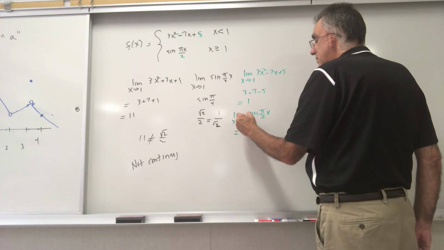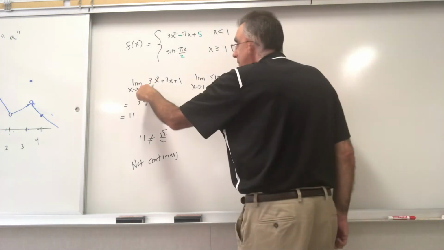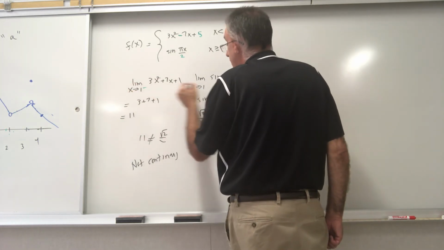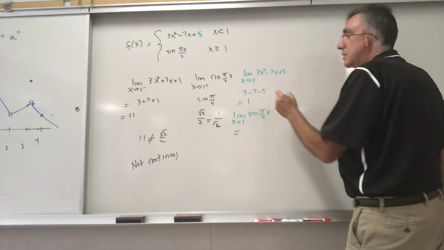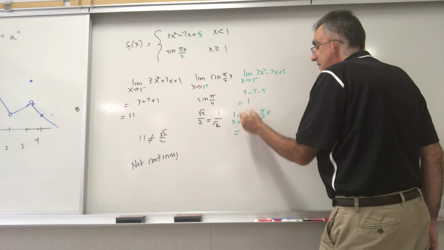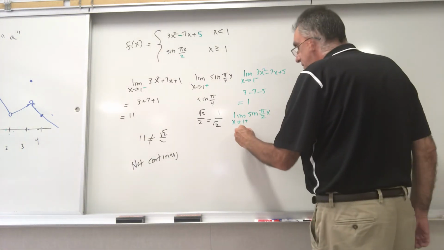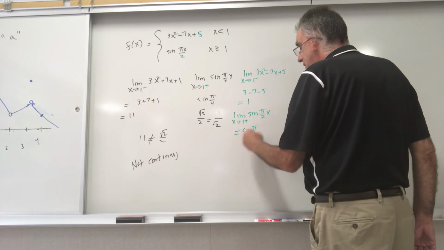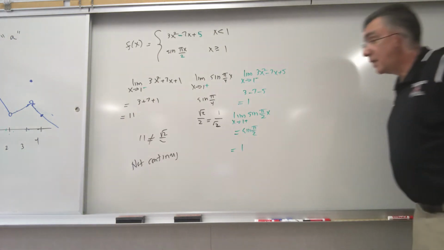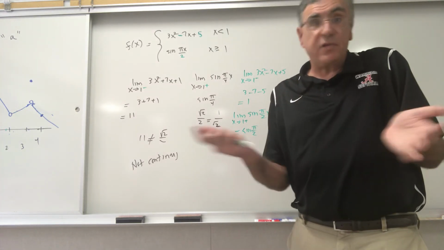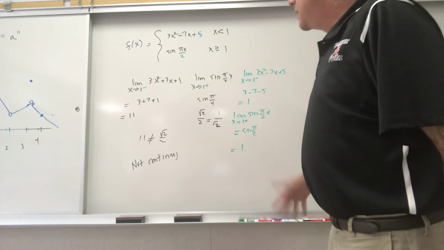1 in, as x approaches 1. Oh, you know what? I kind of made a mistake there. This should say from the left, and that should say from the right. I apologize. The sine of pi over 2, that would be 1. What I'm getting at is it's a coin flip. You have to do the work. You have to check, okay?